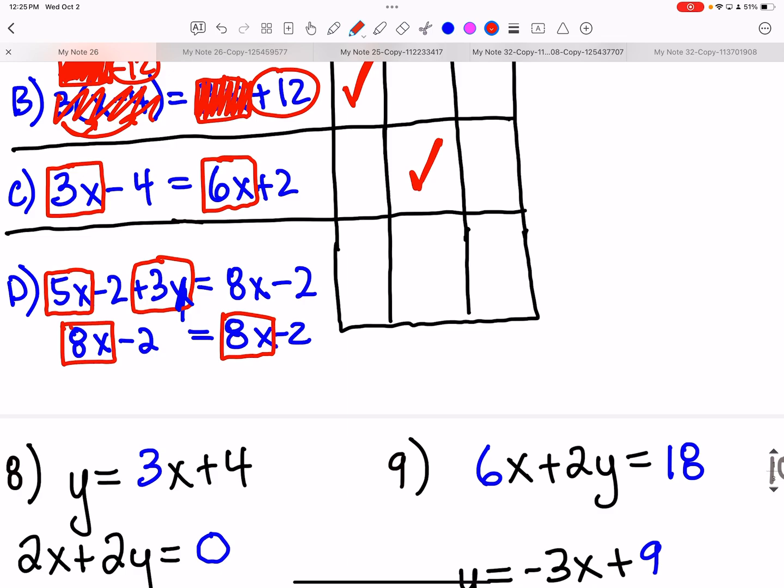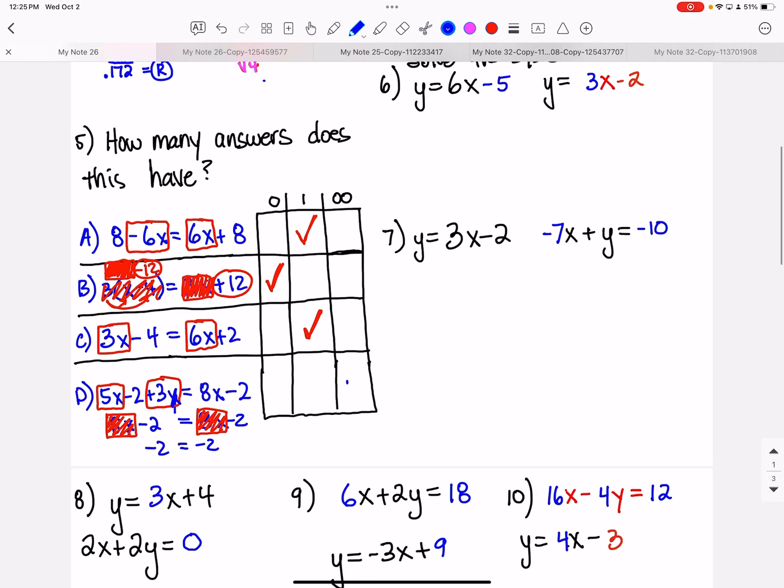8x's on this side, 8x's on that side. They're going to cancel each other out. So we're left with negative 2 equals negative 2. That is true. That is always true. That's infinity.